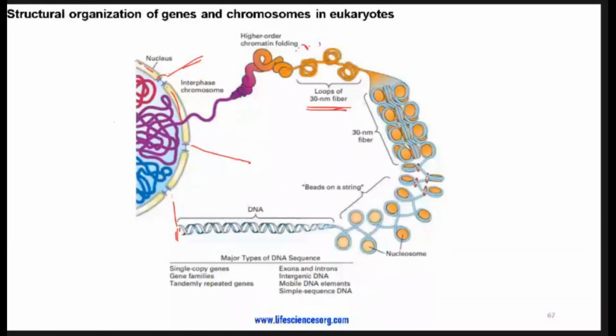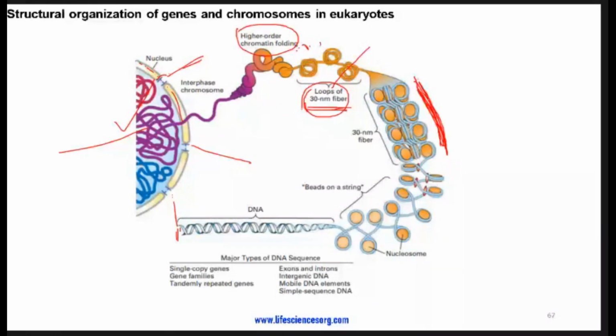Then the higher order chromatin folding comes. Then the loops appear. This is the lower level of folding. First one, the highest is the chromosome. Then the chromatin folding. Then the loop is there, and then you can see here the chromatin. You can see here the nucleosomes. Nucleosomes are folded somewhere here, and several nucleosomes are here, and this consists of 30 nanometer fiber.